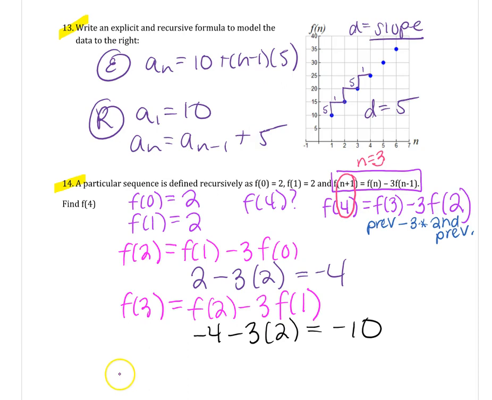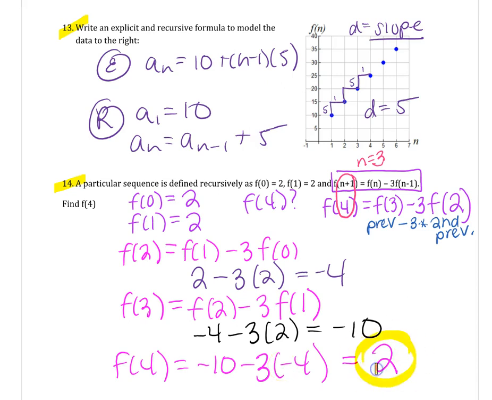So now lastly, I can figure out f of 4. As I said before, this is f of 3, which I just found is negative 10, minus 3 times f of 2, which I found is negative 4. So this then goes to 2, because that's negative 10 plus 12. So 2 is your final answer.